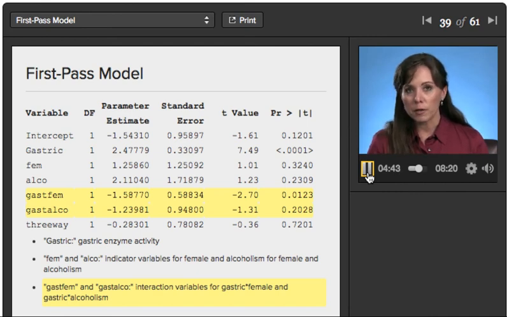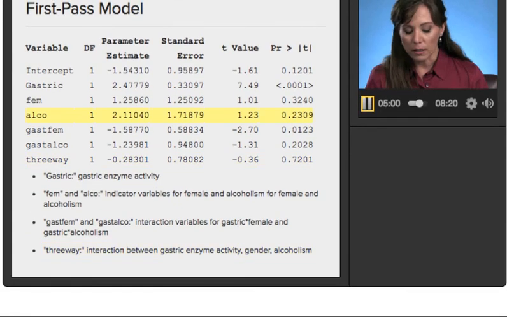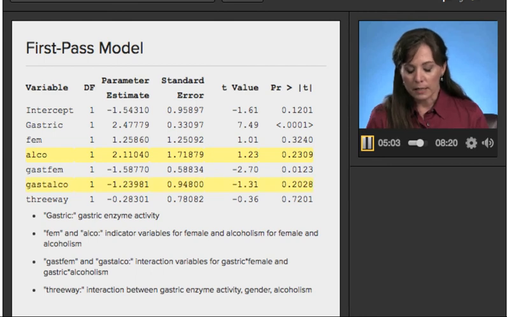And then we have the three-way interaction, which I've termed three-way in the model, for a three-way interaction between gastric enzyme activity, the gender, and whether or not the individual is alcoholic. If we look at the significance test for these, we see that the alcoholism variable, the interaction between the gastric enzyme activity and alcoholism, and the three-way interaction are all not statistically significant. So these are values that we might want to exclude from the model.